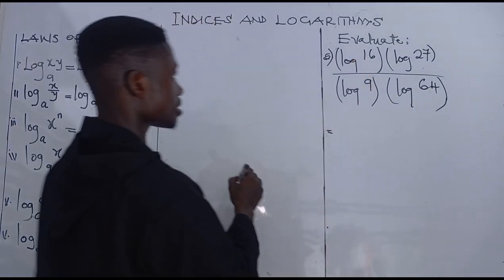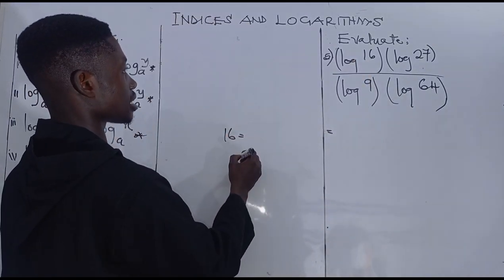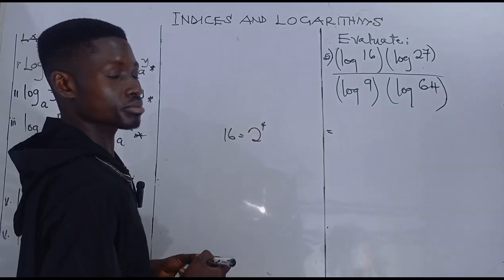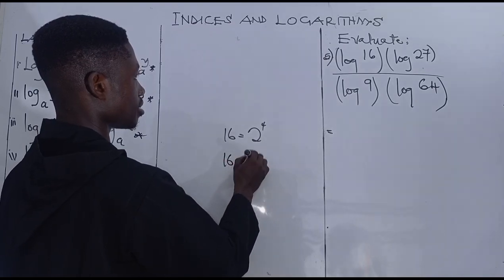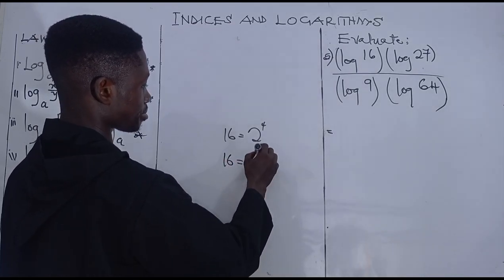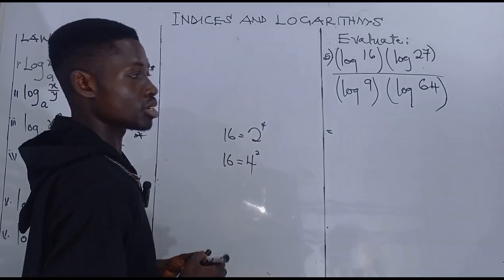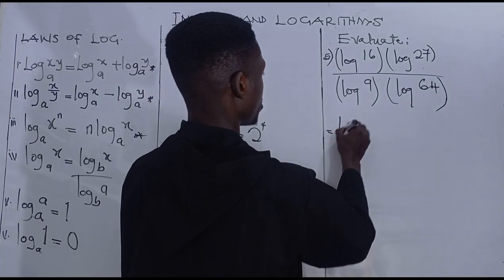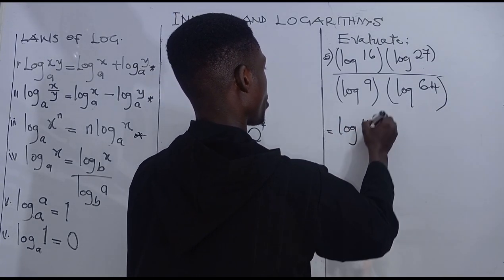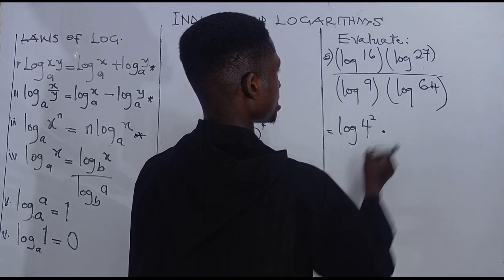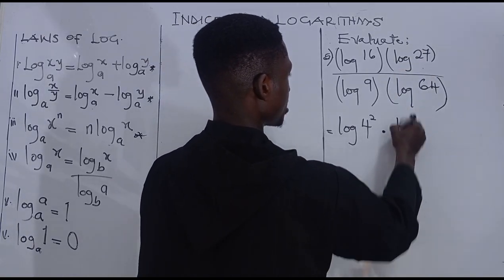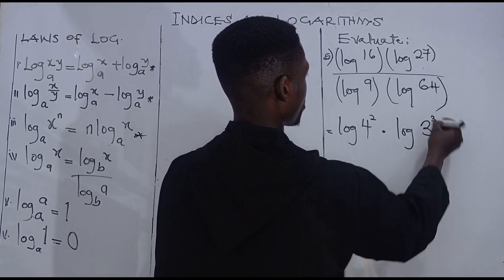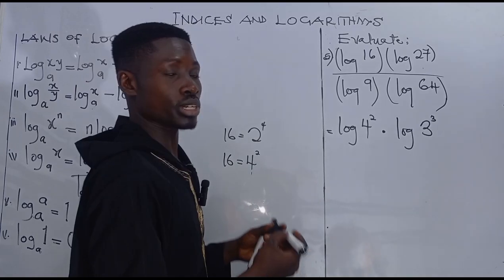Now we know that 16 can be written as what? 2 raised to the power 4. Or we can write 16 as 4 raised to the power 2. So in place of 16, we are going to have 4 raised to the power 2. So you have log of 4 raised to the power 2, and then this means multiplication. And then we can write this as log of 3 to the power 3, because 3 raised to the power 3 will give us 27.